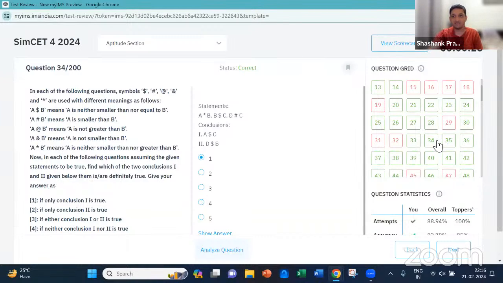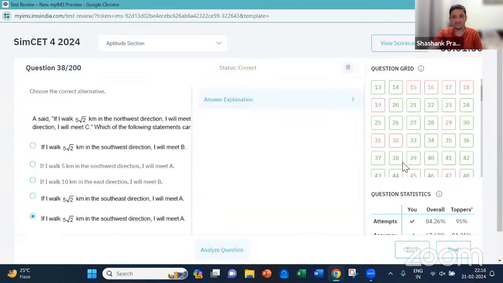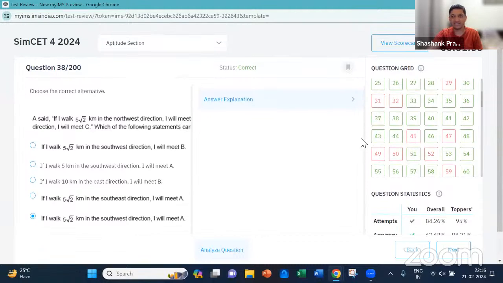So 33 was right. 34 was very good. 35 was good. 36, 37, 38 was fine. This was also slightly tricky. I took 150 here. I messed up. A or B I interchanged in my head.